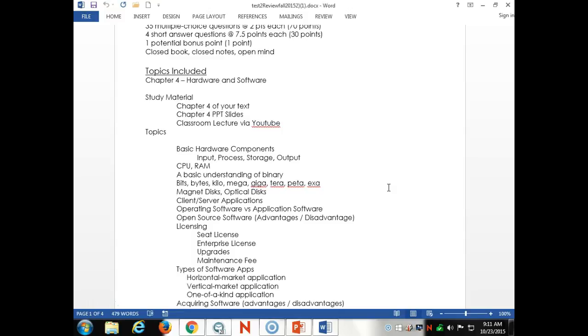There might be one multiple choice on binary, okay? And basically it'll be something like this. And so you should be able to do this. If I say, what is this in binary? Okay, and one of the answers will be 11. That's not 11, right? So what would that be in binary?